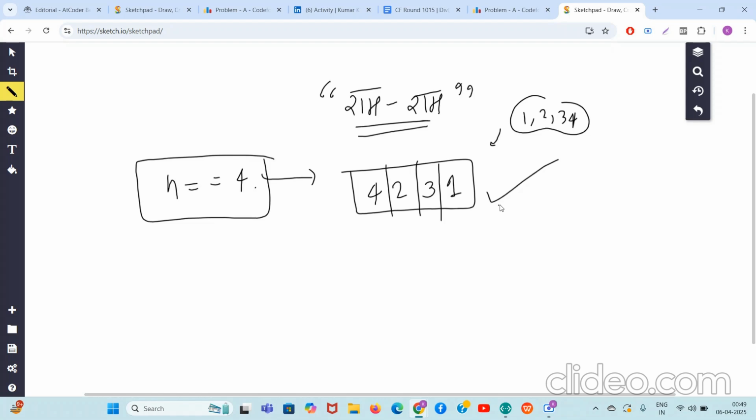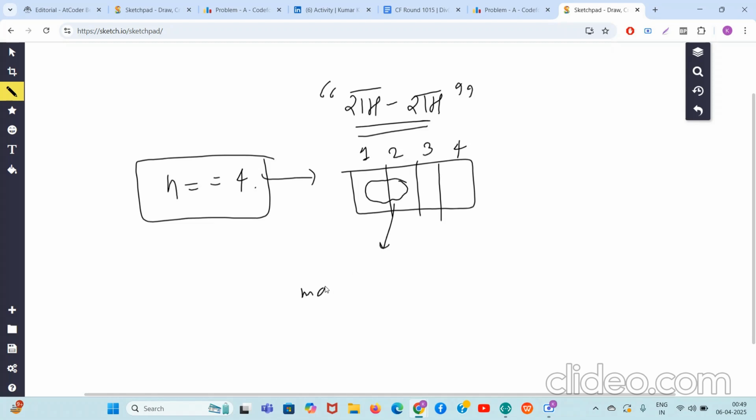Now they are saying that please construct a permutation for us so that if you take the maximum of the first number and the second number, let's say this is index 1, index 2, 3, 4, so if you take the maximum of the first number and the second number and do it modulo 2, the value should come as 1.